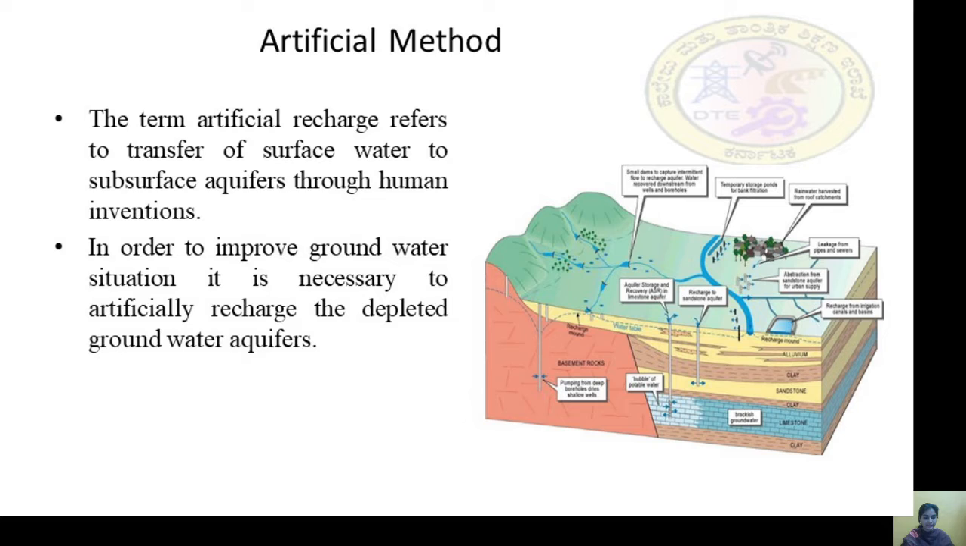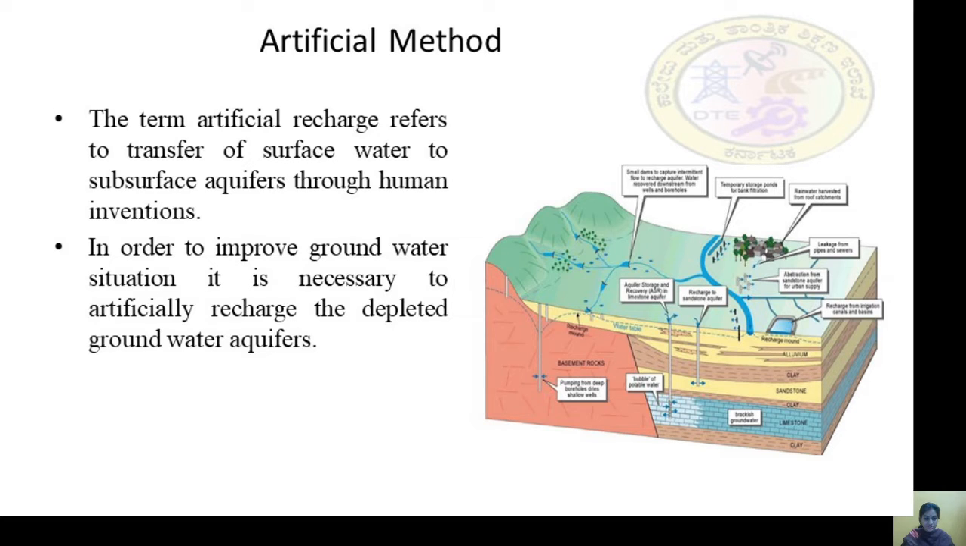Artificial method. The term artificial recharge refers to transfer of surface water to subsurface aquifers through human intervention. Through human intervention, surface water is reached to the subsurface aquifers. That is known as artificial recharge. This is done in order to improve the groundwater situation. It is necessary to artificially recharge the depleted groundwater aquifers.